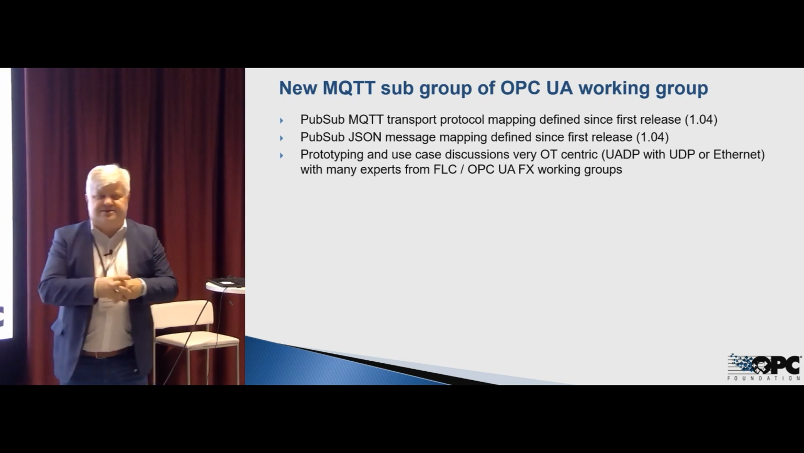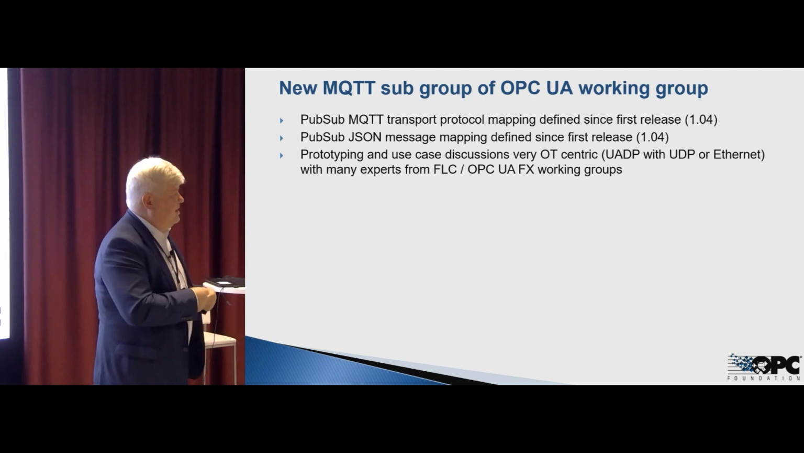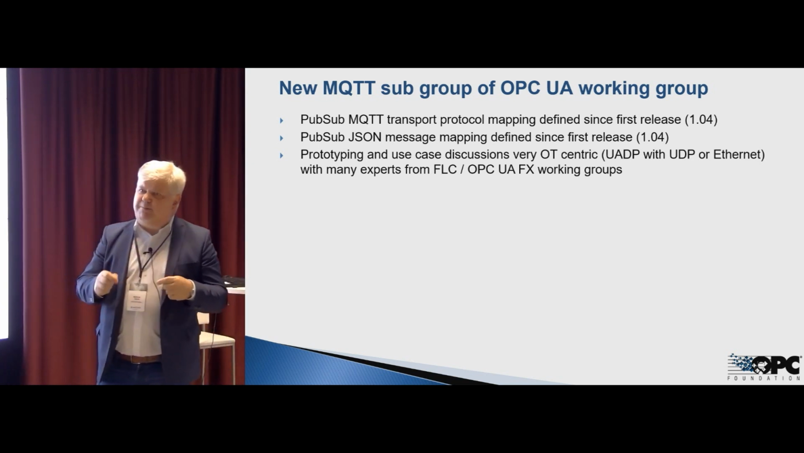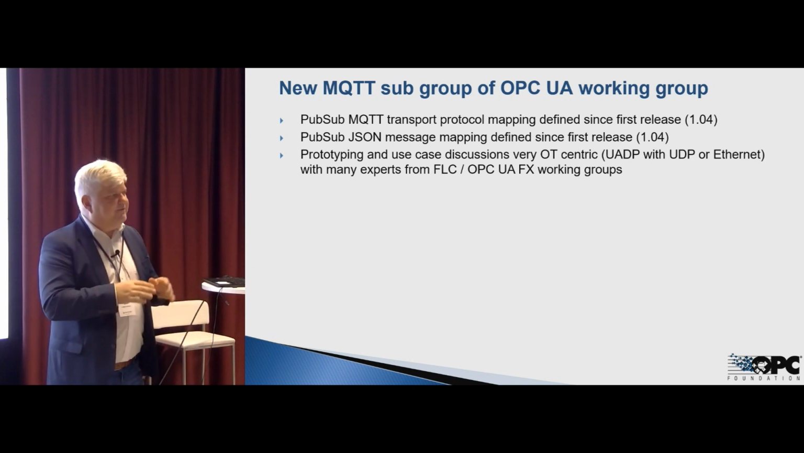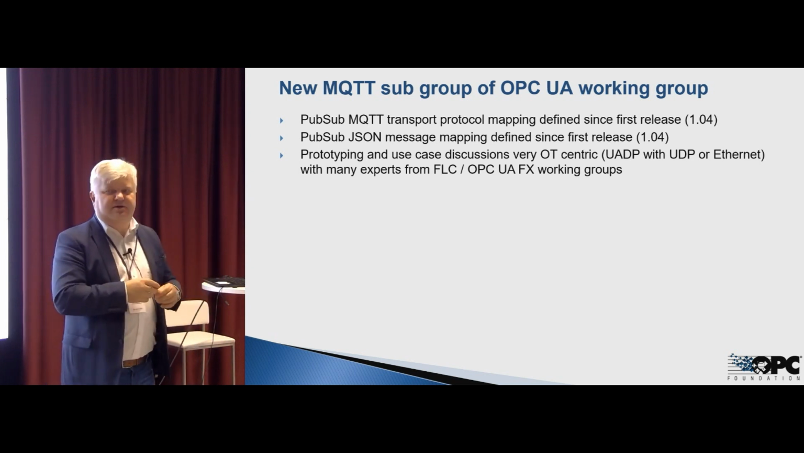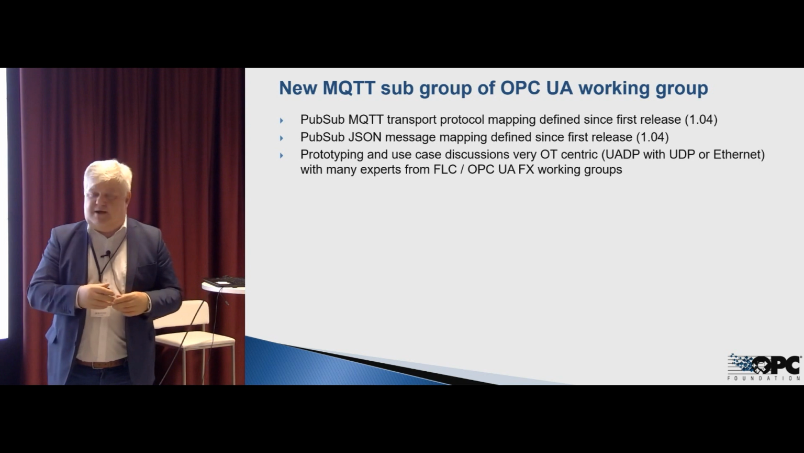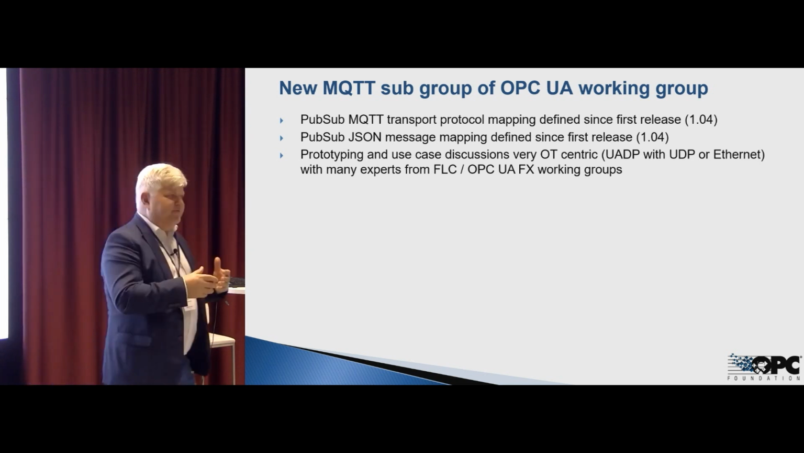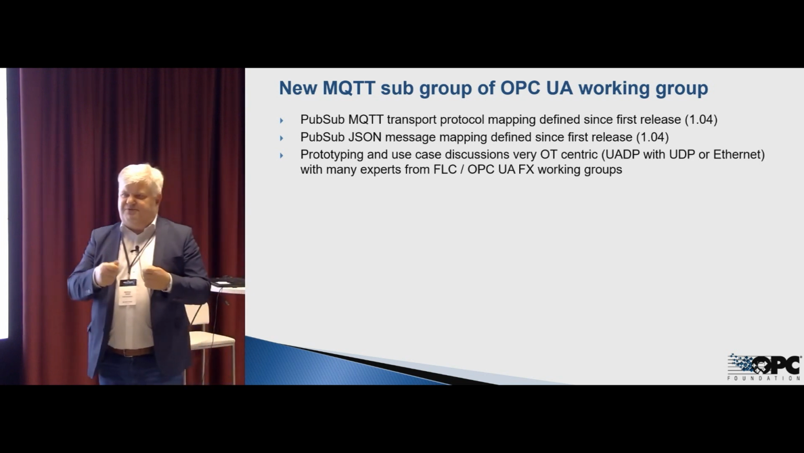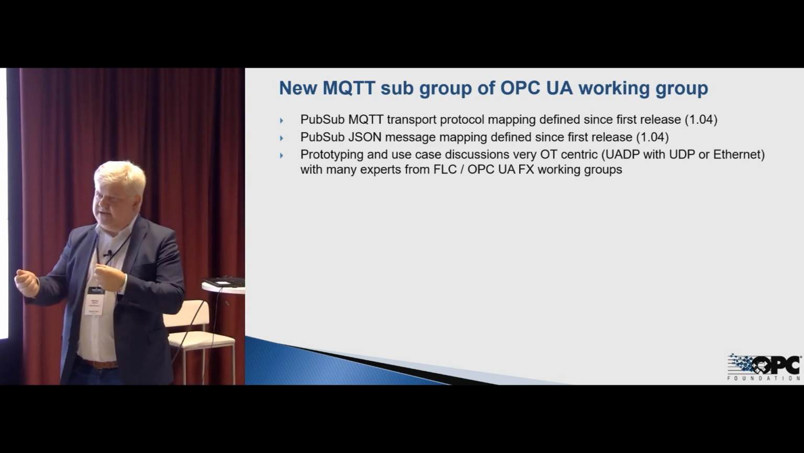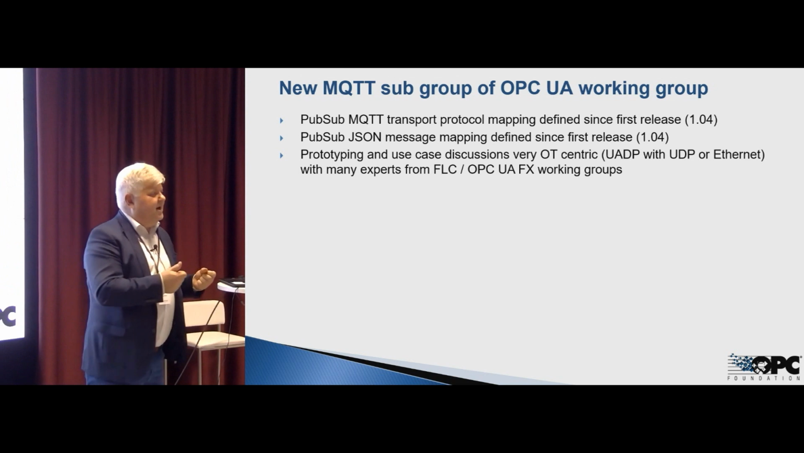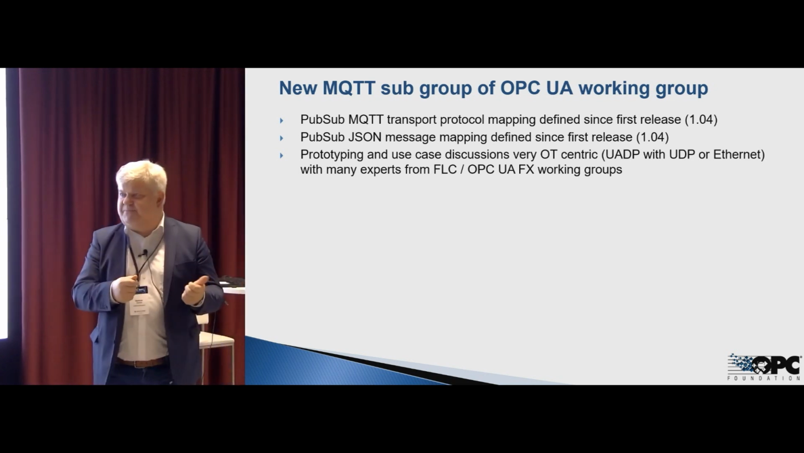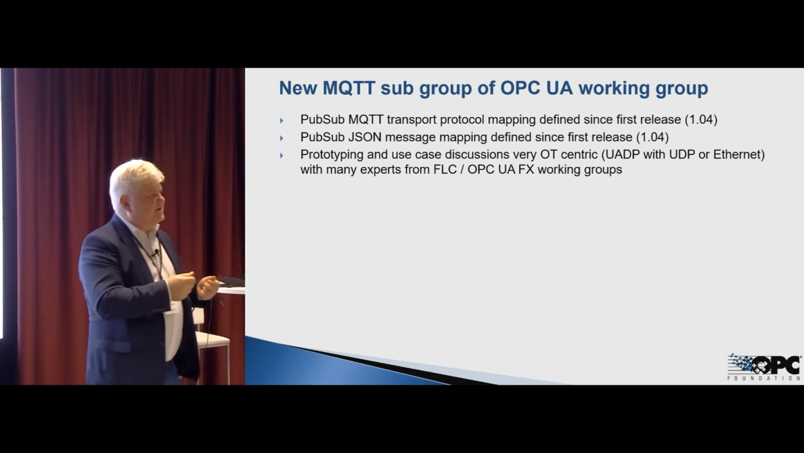MQTT as a transport for OPC UA PubSub, but also JSON message mapping, was already part of that 104 release. So we have that already since 5 years in the spec. The problem we saw is that if you have a new feature and products and component specs start to use it, you always get little things that you want to enhance, clarify, make better.